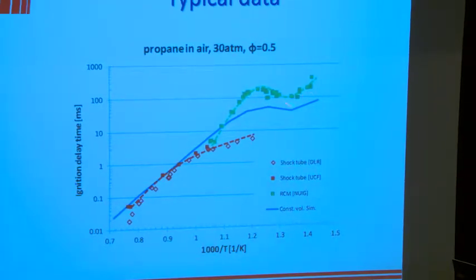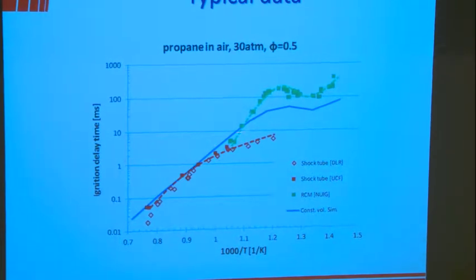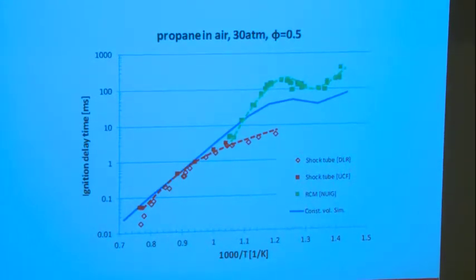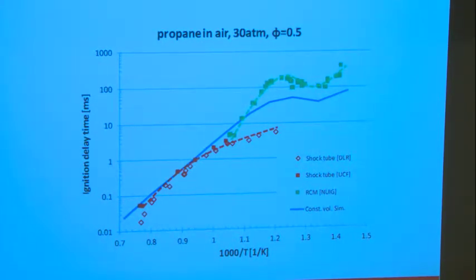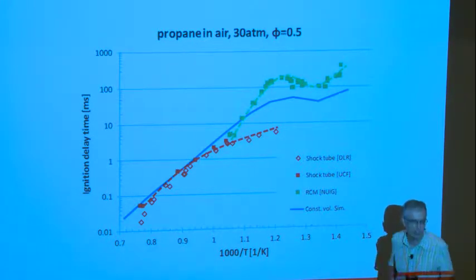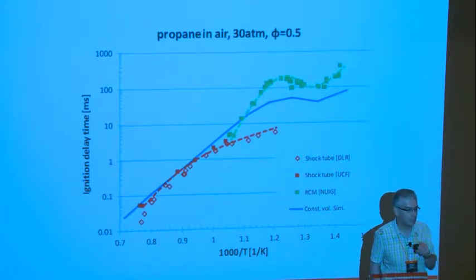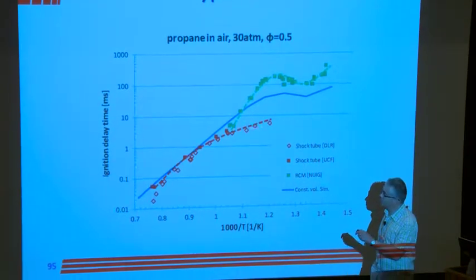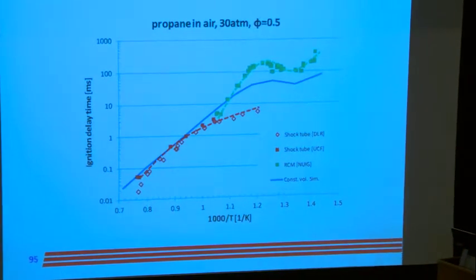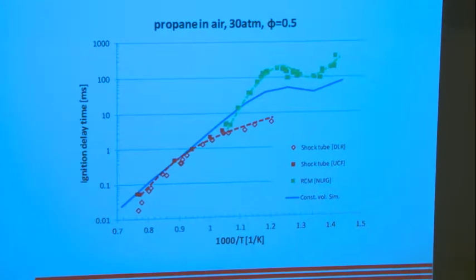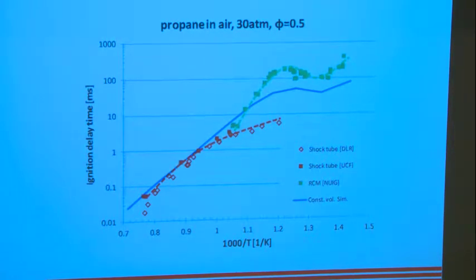Now, this green dashed line then is the facility effect. This blue line is the constant volume simulation. And this red dashed line is taking the pressure time history from the shock tube, and it also, with the chemistry, matches the shock tube data. So actually, if I go back, there was nothing wrong with any of the data. The chemistry can match both sets of data, from the shock tube and from the rapid compression machine, if we take the facility effects into account.